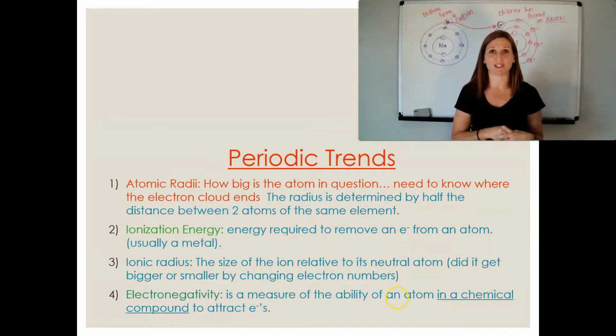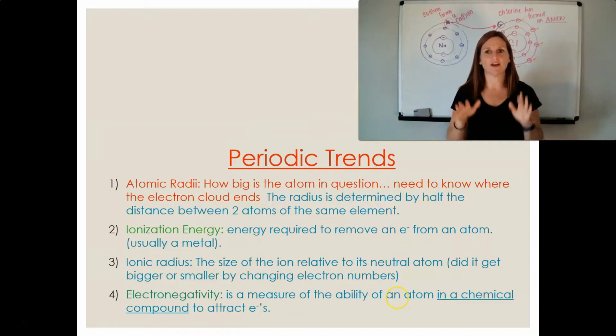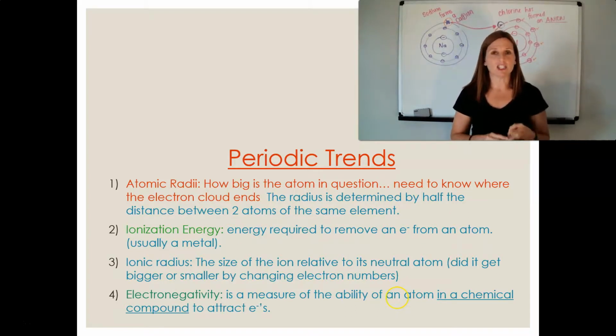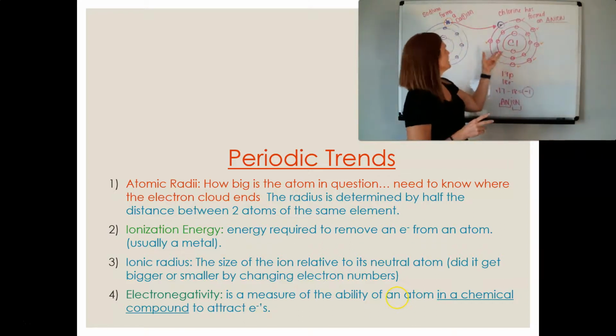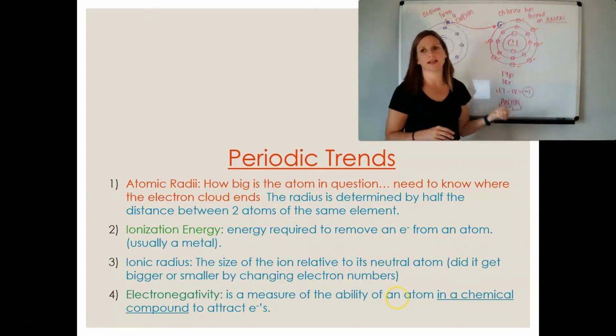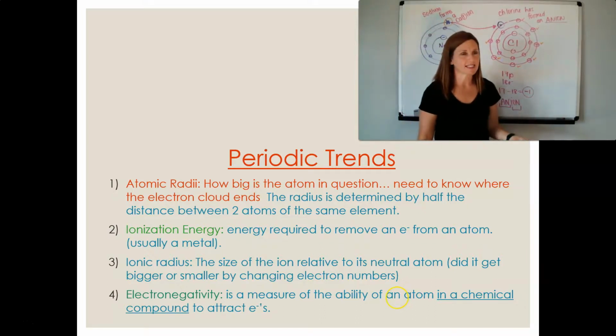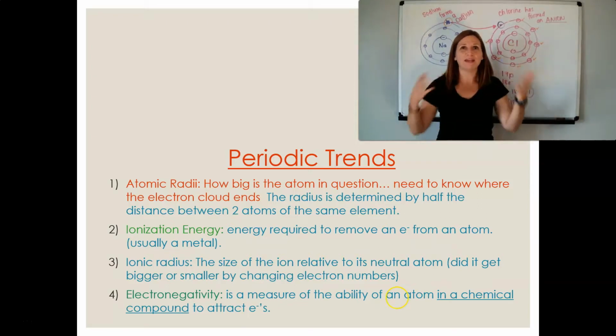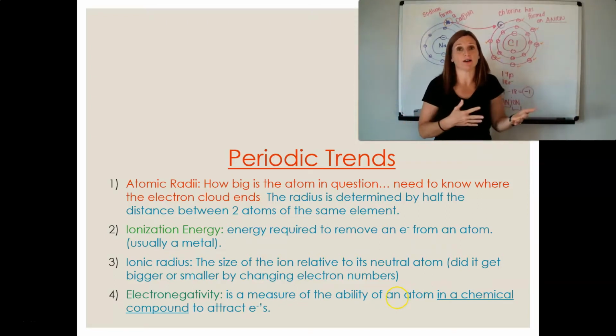Over the weekend and next week, you are going to spend some time getting to know each of these periodic trends. You're going to look at atomic radius. How big is an atom? Ionization energy. How much energy does it take to pull an electron off of an atom? Ionic radius. Once it's formed an ion, how big is it? Did it get bigger or smaller than its original atomic radius?